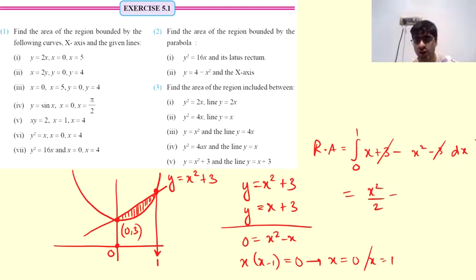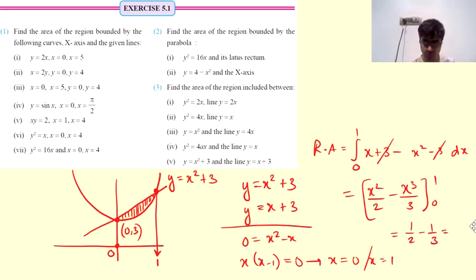That will be x square by 2 minus x cube by 3, going from 0 to 1. So when you put 0 anyway, the second bracket will be 0. When you put a 1 here, this will become 1 by 2 minus 1 by 3, and that is equal to 3 minus 2 upon 3 into 2, which is 1 upon 6. Yeah, so the required area is going to be 1 upon 6 square units, and with that, we are done with all the questions from exercise 5.1.